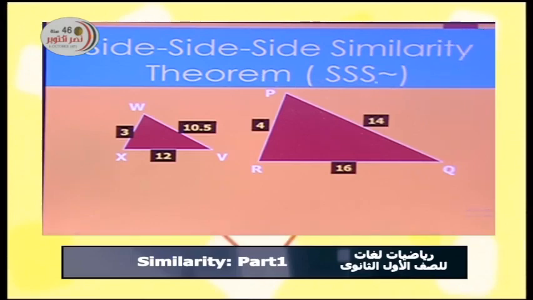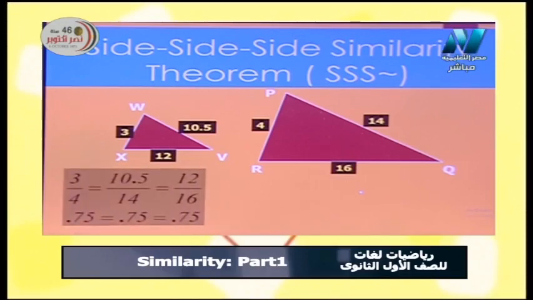What is the meaning of SSS? This means side. As we can see, we have two triangles. The first triangle is WXV and the other one is PRQ. We have here WX equals 3 centimeters, PR equals 4, WV equals 10.5, and PQ equals 14. XV equals 12 and RQ equals 16.